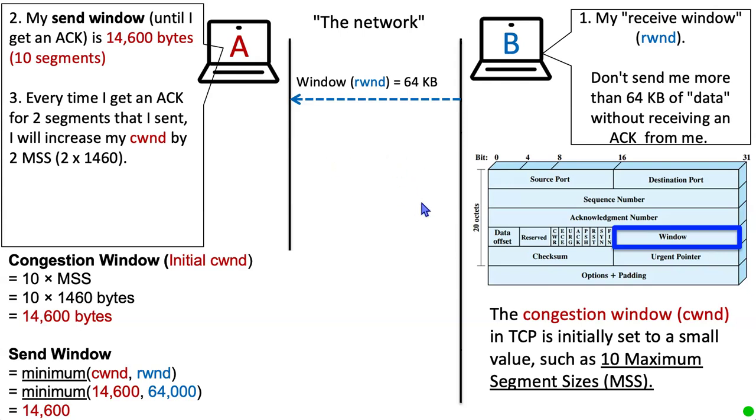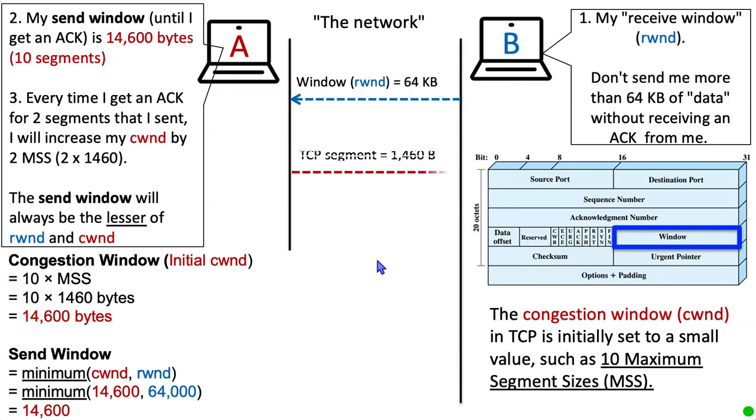So if I send two segments and I receive an acknowledgement, you know what? That tells me a little something. That tells me that there's no congestion on the network. So I'm going to increase my congestion window by 2 more maximum segment sizes, or 2 times 1,460.